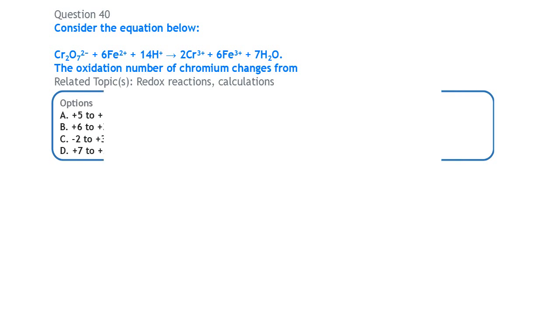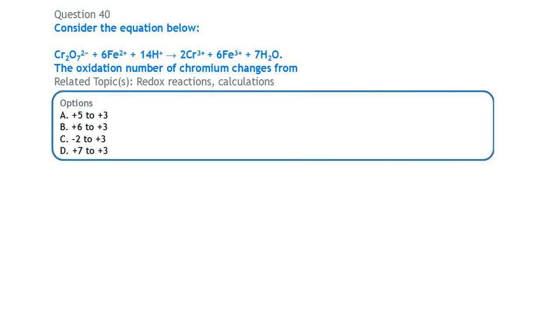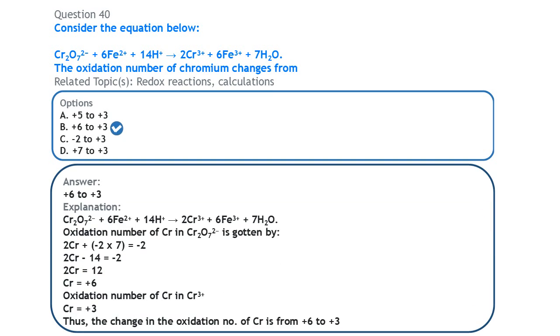Alright, final question here. The oxidation number of chromium changes from... Apparently here the oxidation number of chromium is +3, but you need to calculate the oxidation number of chromium on this side. Now you can see that in all of the options we have +3, +3, +3, +3. That's because it is very evident that the oxidation number here is +3. That is why the trick is not here, it is here. So this is what they want you to really find out: what is the original oxidation number of this chromium here?